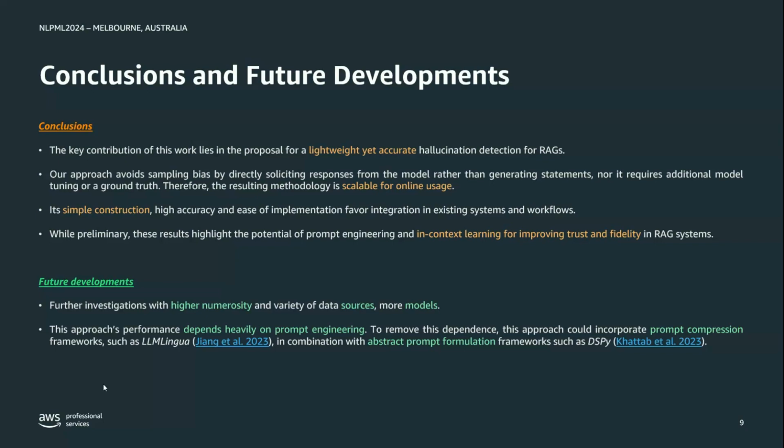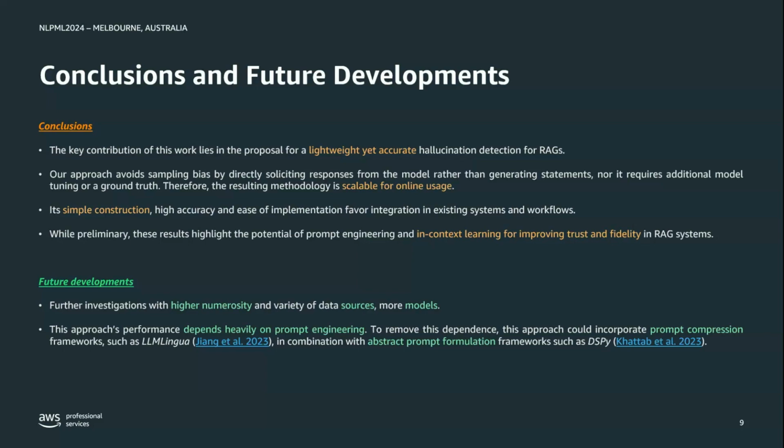Of course, this study comes with limitations. We surely should test with higher numerosity and variety of both data sources and models. And also, what I think to be the highest limitation is that this is a prompt engineering based method. All prompt engineering based methods rely on the prompt. In truth, they rely on the ability of the engineer implementing the solution.